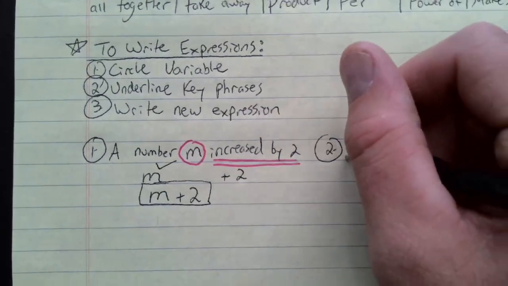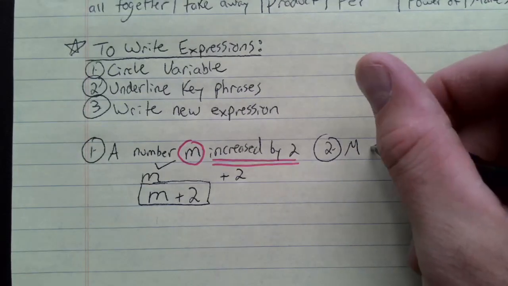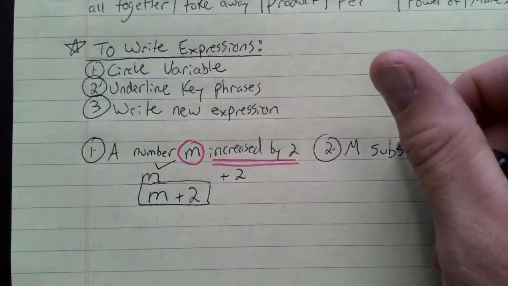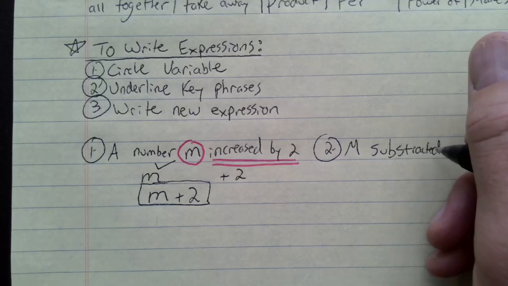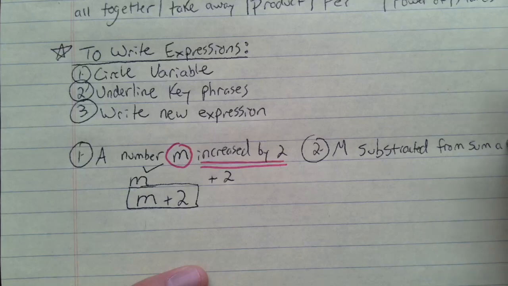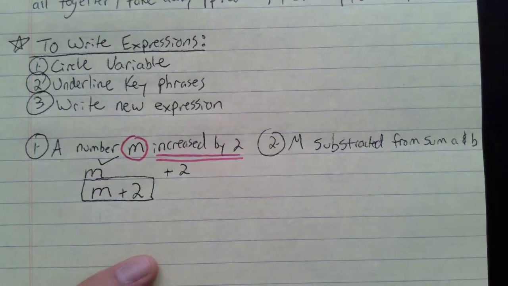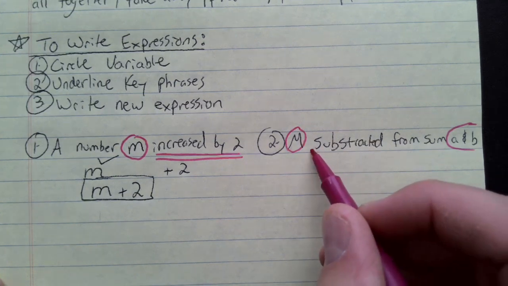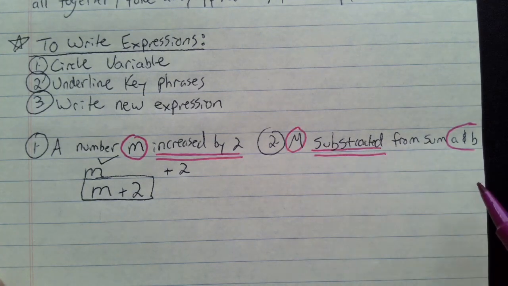Number 2 is M. M is a popular variable here. If you like M&Ms, you'll like the variable M subtracted from the sum of A and B. So step one is just to circle your variable. Here's one variable. Ooh, here are two more variables, A and B. And then underline key phrases. Well, subtracted, we know that's a key phrase right there. And then sum, we know that means to add.